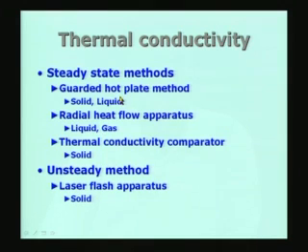So the first topic I am going to look at is the guarded hot plate method, and then I will also tell how it is going to be useful for both solids and liquids, and then we will look at a radial heat flow apparatus which will be useful for both liquids and gases, and then we will go on to the thermal conductivity comparator. In this lecture I may be able to complete only the first two, and then of course we will go on to the other ones in the subsequent lecture.